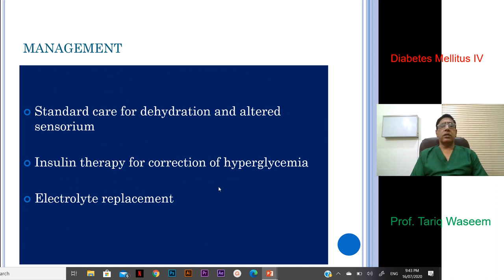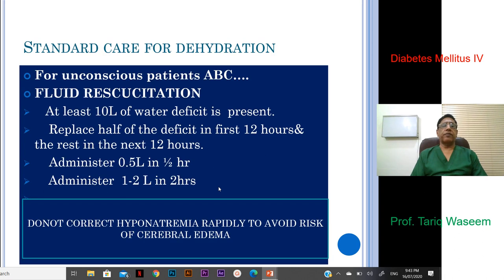Standard care is that you have to hydrate them as for DKA. You have to give insulin therapy similar to DKA, and you have to replace electrolytes. Fluid resuscitation has to be more robust. You usually give 0.5 liter in the first hour and 1 to 2 liters in the next 2 hours. Hyponatremia need not be corrected rapidly, because this would precipitate cerebral edema.